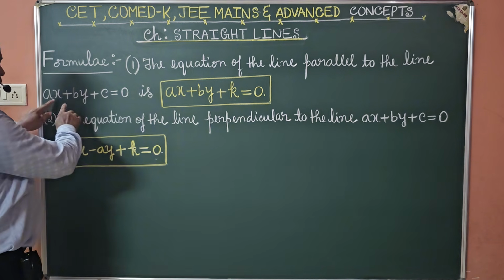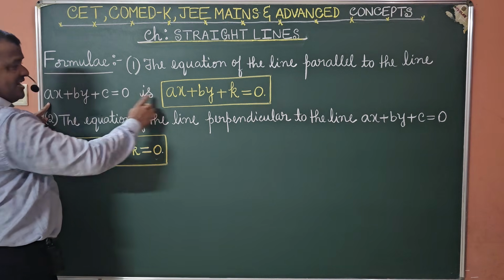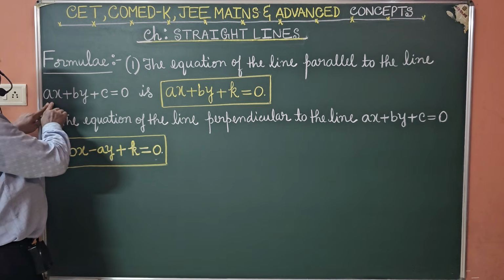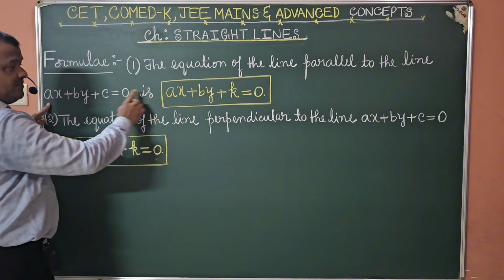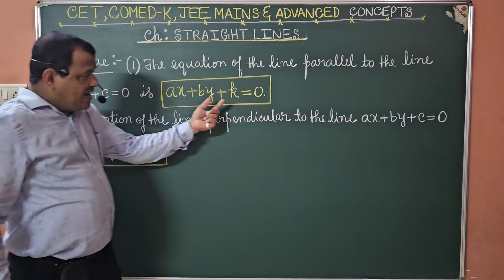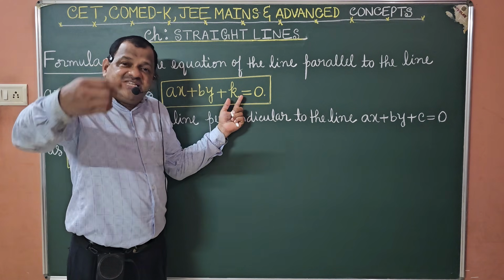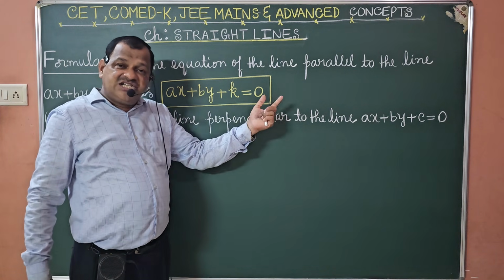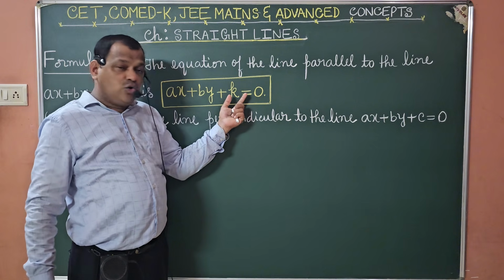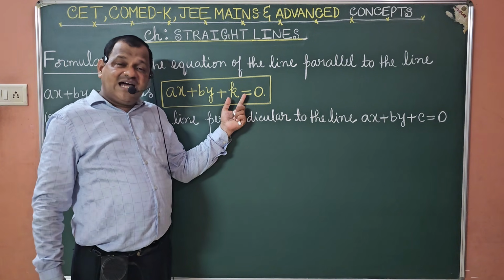Now I will tell you why they are parallel, because they have the same slope, this line and this line. If the slope of this is m1 equals minus a by b, the slope of this is also minus a by b. Then you may have a doubt how to find this k. To find that k, they will give some other condition in the exercise that we use and we find k. So while solving sums, I will let you know.